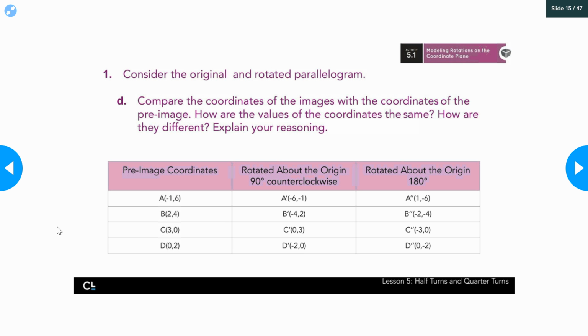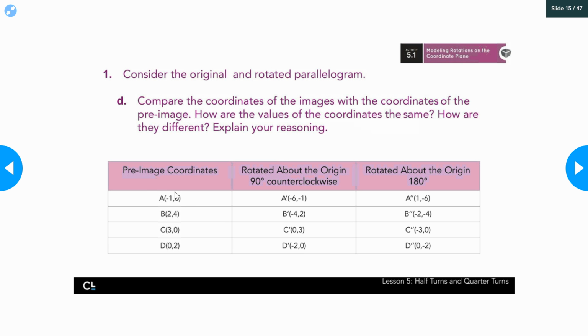Here, let's talk about this slide, which says consider the original and rotated parallelogram. Now, I don't have the picture for you here, but here are the pre-image coordinates. We're going to look specifically at this rule that we get from rotating. So we're going to compare the coordinates of the images with the coordinates of the pre-image, wondering how the values of the coordinates are the same, how they are different, and if you could explain your reasoning.